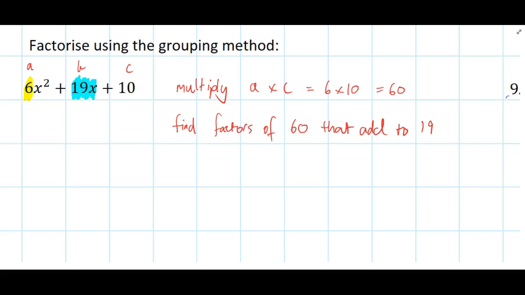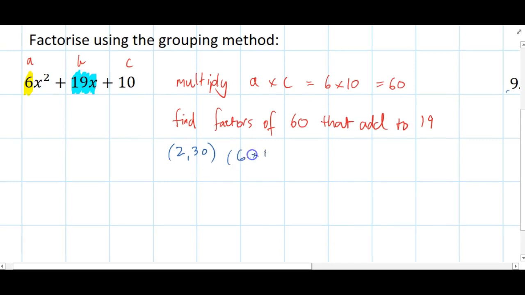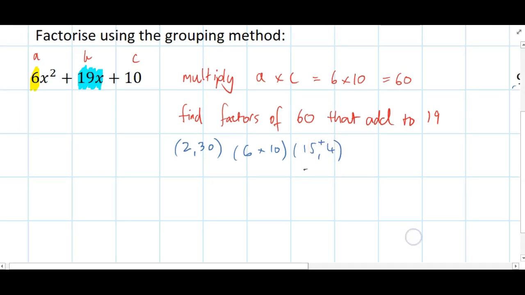60 has a lot of factors. Just to save a bit of time, let's list them out. 20, 30, there's 6 times 10, and 15 and 4 is another one. I'll just stop there because 15 times 4 is 60, but 15 plus 4 is going to be equal to 19. So that's what we're looking for. These are the factors we're going to use to split this into pairs.